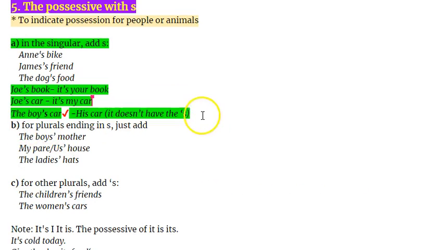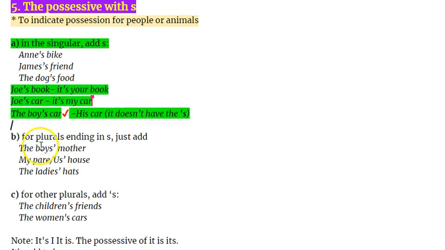We are done with letter A. Now let's go to letter B. When it comes to plural form, ending in S, because it's plural, it should end in S.